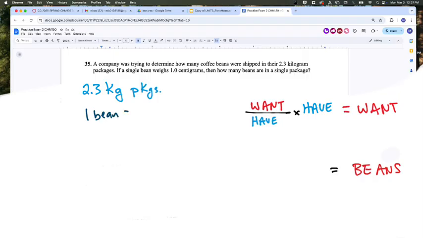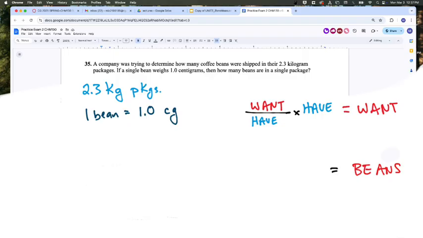I know 1 bean equals 1.0 centigrams. Since I know I want beans, I now have to decide, what do I have? Well, which half should I use? The half that I should use should closely resemble what I want. That's the intent behind this. So I go back and look at that given information. Kilogram packages doesn't look like beans to me, but 1 bean looks pretty dang close.